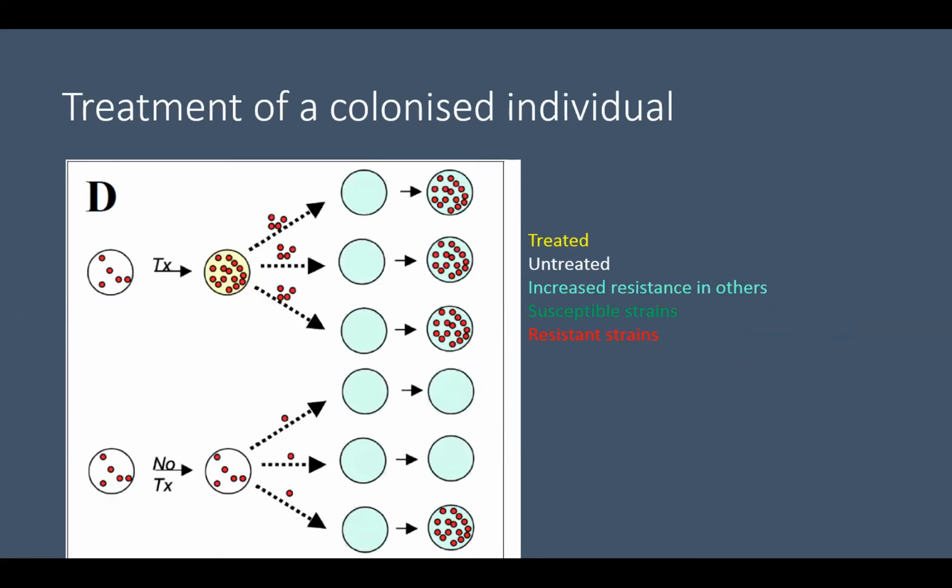So you've got somebody that happens to be colonised with a multi-resistant bacteria, but you're treating them for another infection. So it results in an increased load of these multi-resistant bacteria, and then all of these susceptible hosts can become colonised or infected with resistant strains. So those are the 4 proposed scenarios of how we acquire resistant organisms in the setting of antibiotic treatment.